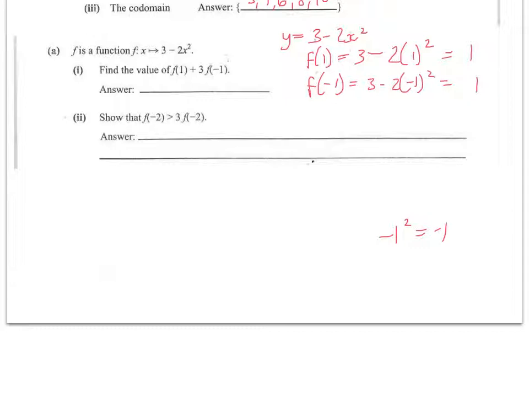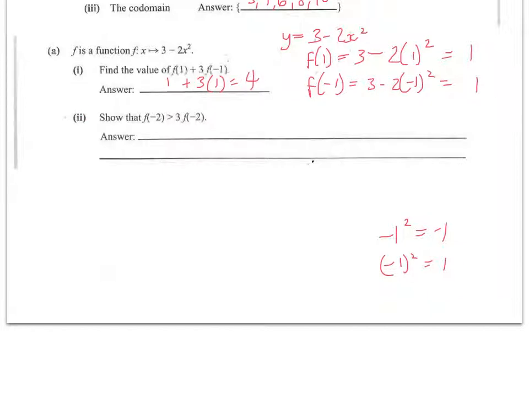If you want minus 1 all to be squared, you actually have to put it in brackets on a calculator, and then you'd get the 1, which is what is appropriate and relevant for this question. So if we now substitute the answers we got for those two expressions into the calculation we're asked to do, f of 1, which is 1, plus 3 lots of f of minus 1, which is also 1. So 1 plus 3 lots of 1 gives you the answer 4.